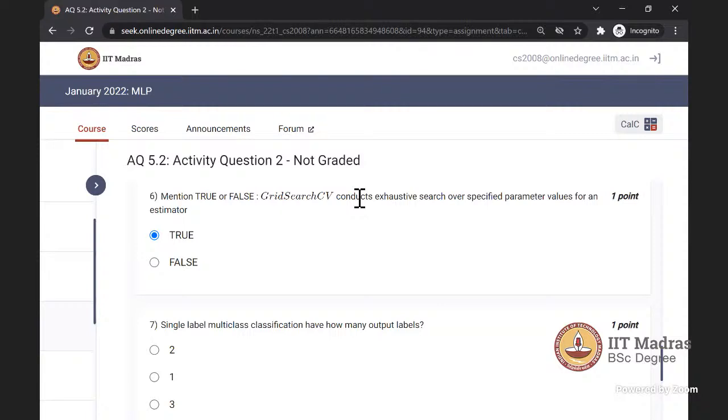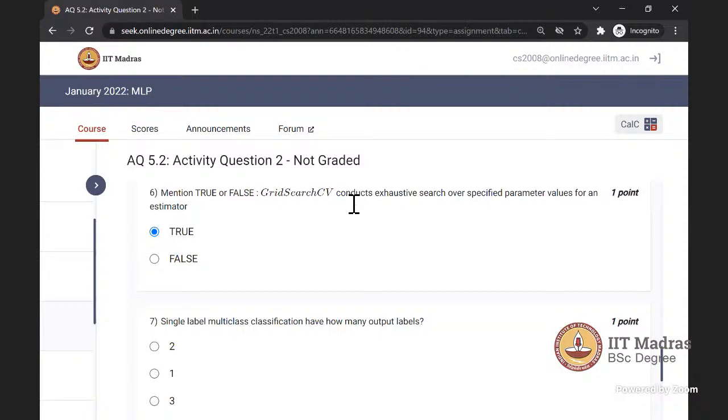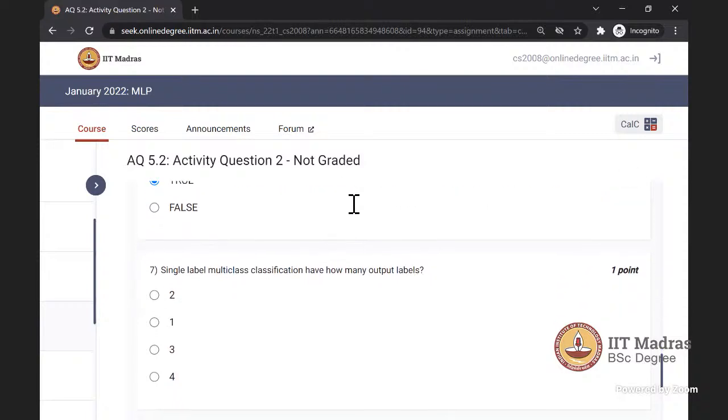Okay, because in the lecture, Sat told that you can give a continuous search space in randomized search CV. Okay, Rajiv. No problem. I'll take a detailed look and we'll come back to you. Sure. Okay.